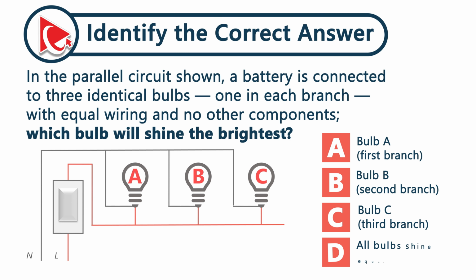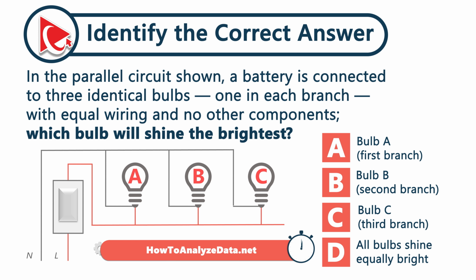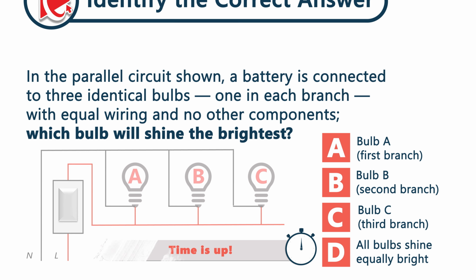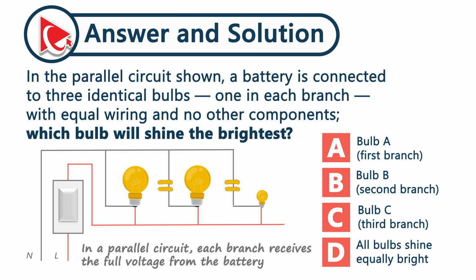In the parallel circuit shown, a battery is connected to 3 identical bulbs, one in each branch, with equal wiring and no other components. Which bulb will shine the brightest? In a parallel circuit, each branch receives the full voltage from the battery, so all identical bulbs shine with equal brightness. And the correct answer here is choice D.